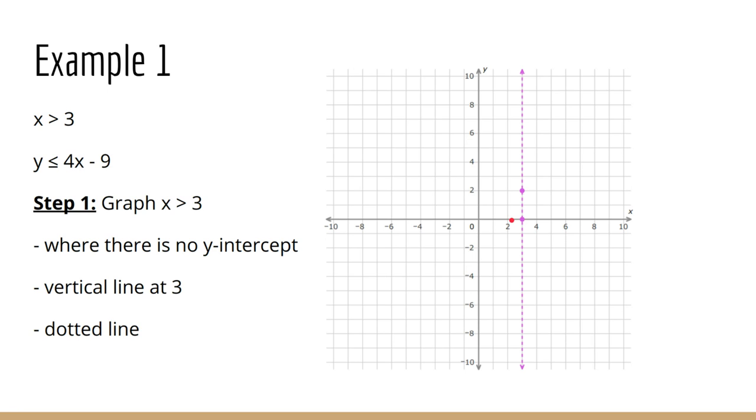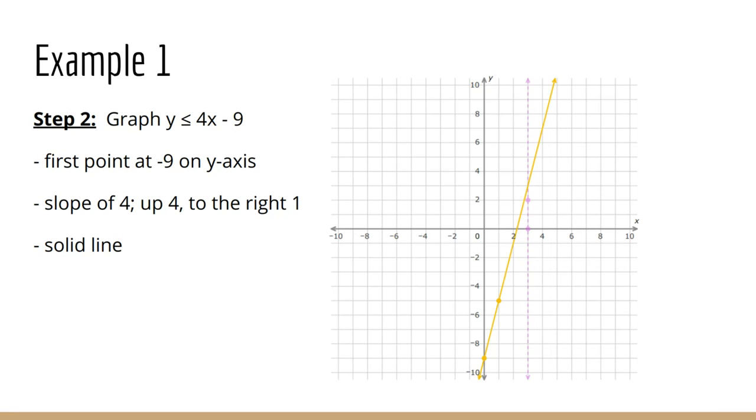Because there's technically no slope, we have undefined slope. So with any undefined slope, we are going to have a vertical line up and down. And because I have a greater than symbol, my line is going to be dotted. So if I were to shade for just this line, knowing that my inequality is greater than, would I be shading to the left of my dotted purple line, or am I going to be shading to the right? Take a second and submit your answer for me.